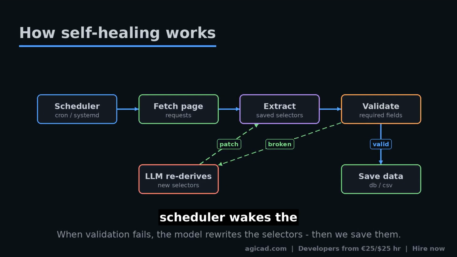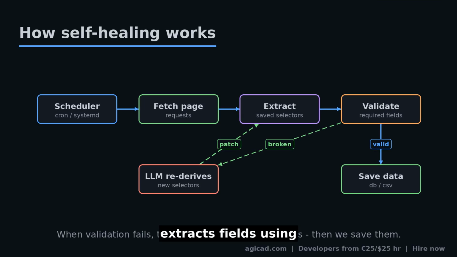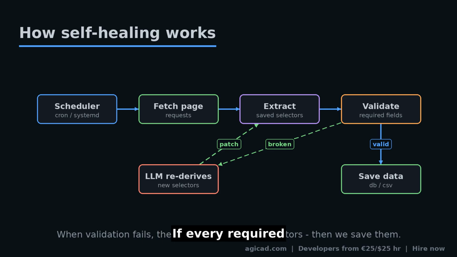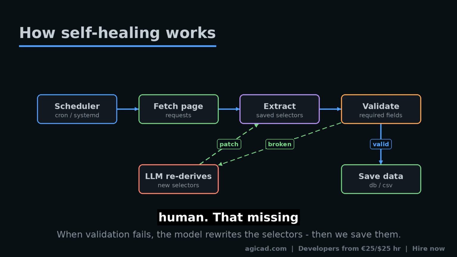A scheduler wakes the scraper up. It fetches the page, extracts fields using the selectors we already have, and validates the result. If every required field came back, we save the data and we're done. That's the happy path along the top. But if validation fails, the dashed path, we hand the live page to the model, it rederives the selectors, and we loop straight back into extraction with the patched rules. Notice there's no arrow going to a human. That missing arrow is the whole point of the video.